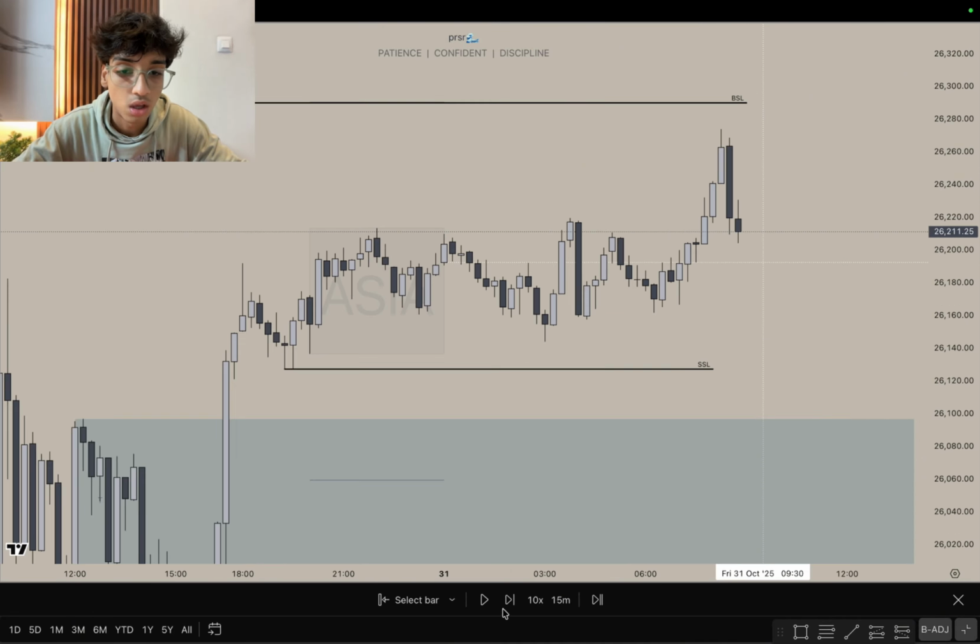So I was zoomed in, and right here, guys, maybe a lot of you caught this short, and maybe you think, okay, this is the accumulation and this is the manipulation and you will expect the distribution.